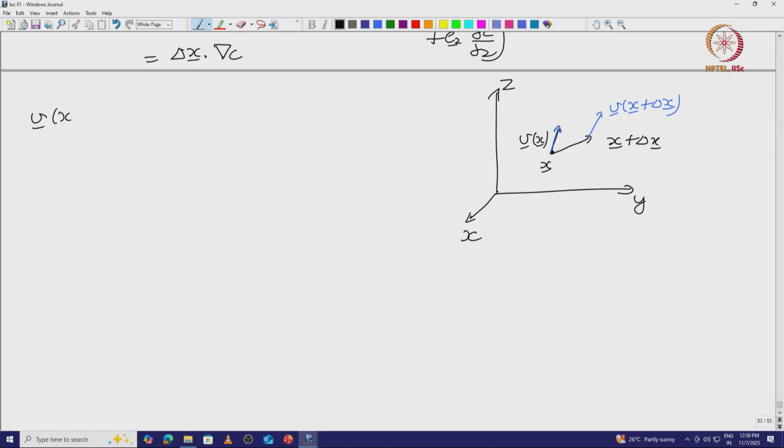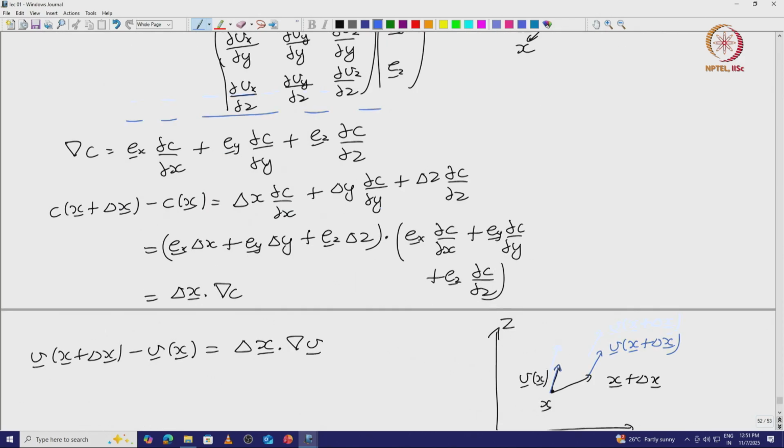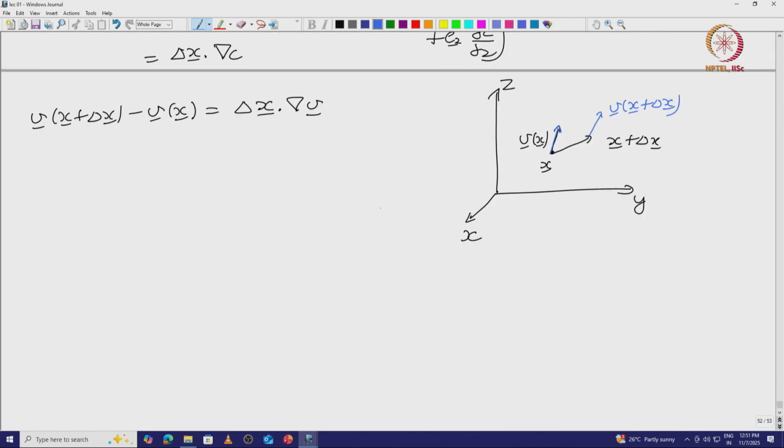v at x plus delta x minus v at x can be written as delta x dotted with grad v. Note that both of these velocities are vectors. Grad v is a second order tensor as I just showed you. That dotted with a vector delta x gives you the difference in velocity between two nearby points.